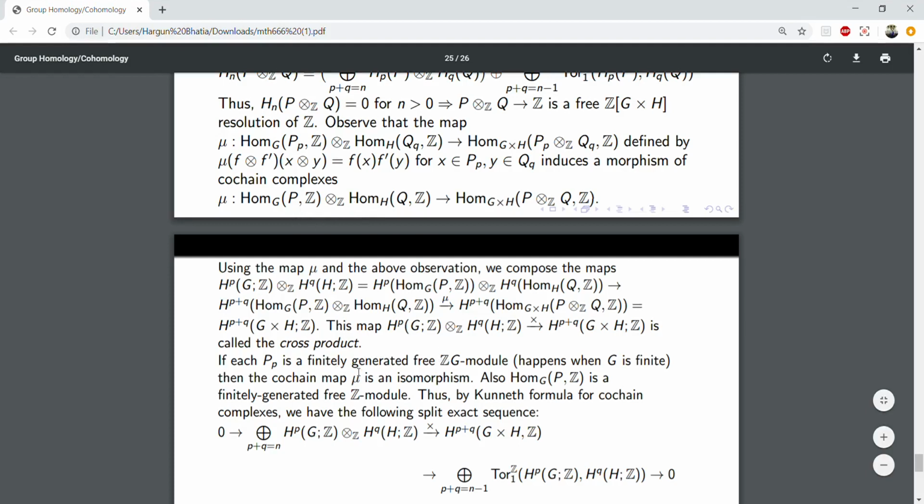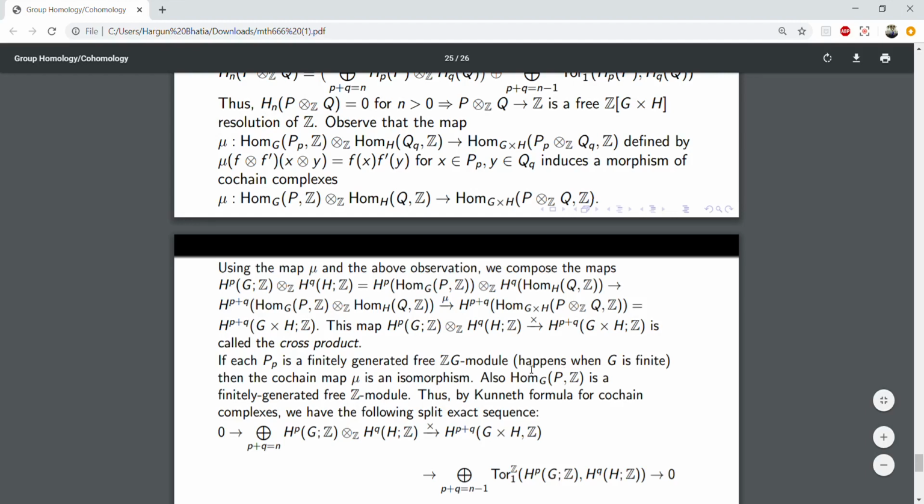Now, first of all, when can this happen? It will happen if G is finite. One case where it can happen is when G is finite, because you can think of it this way: it's a bar resolution, and the bar resolution makes it so that, because G is finite, every F_n will be a finitely generated module.